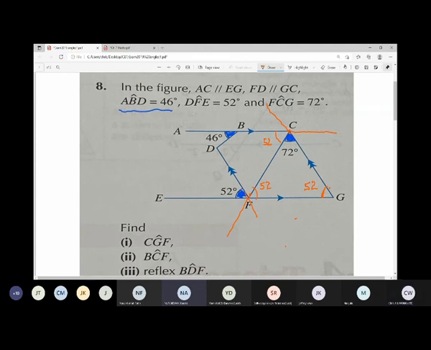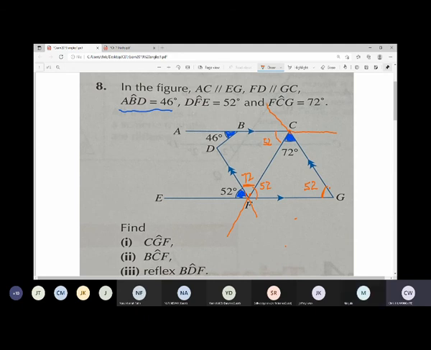I first find CFD first. CFD, okay, can you tell me how you get CFD? Very good, very good. I got 72. Can you tell me how you get 72? Alternate angles on parallel lines. Where is the alternate angle? FD and GC. FD and GC, alternate angle, is it? Alternate angle, wow, you're very clever there.